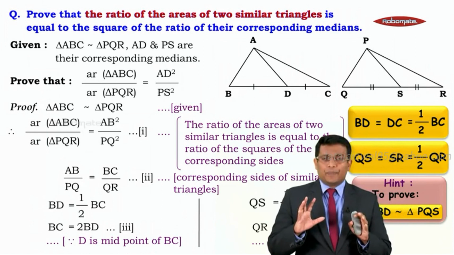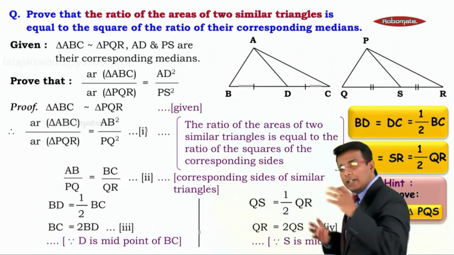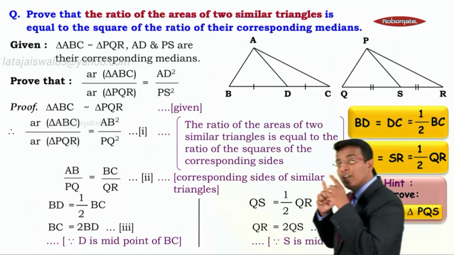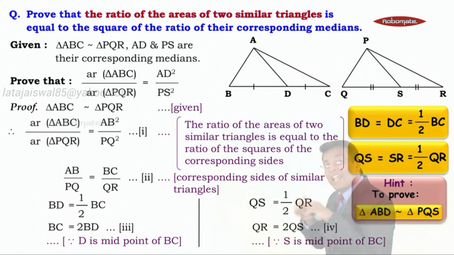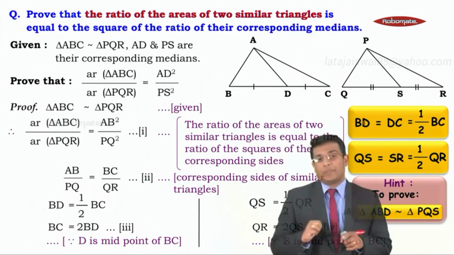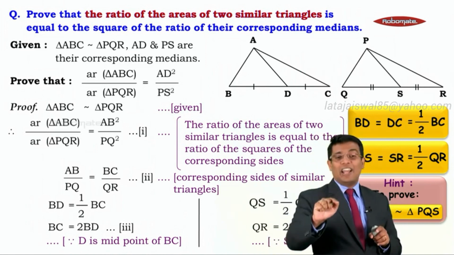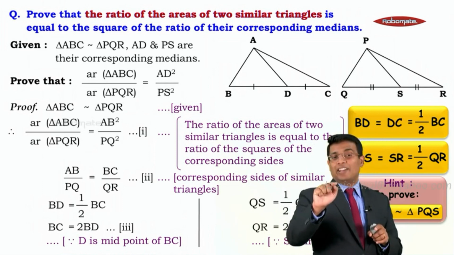Now understand, students, this is where we reached. These two results, result number 3 and result number 4, we can substitute in 2, and this will help us to prove those two triangles, triangle ABD and triangle PQS, to be similar. I know you can do it. I'm going to leave it here and I want you to prove it further. I'll be back.